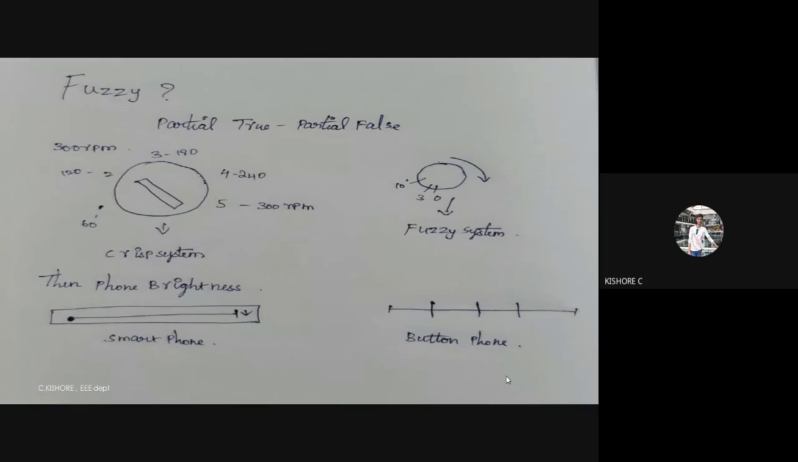But in fuzzy logic, if your whole apple is present, it is 100% apple. If I take a bite of the apple, it is 75% apple. If I slice the apple in half, it is a 50% apple. If the apple is not present, it is zero. So this is the difference between fuzzy and crisp systems. So next.